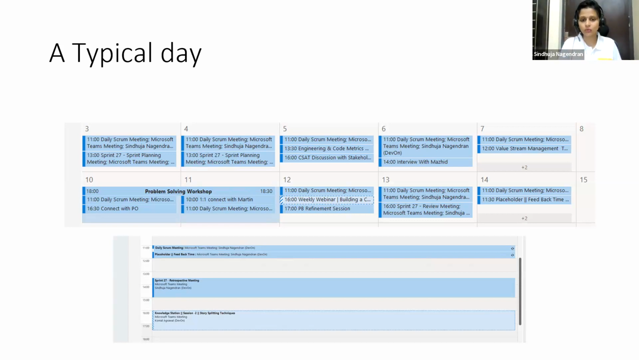On the 12th of August, again, the daily Scrum meeting will be there. And I have a weekly webinar that we are also accommodating. Then on that day, we are having our product backlog refinement session, where myself and my product owner, along with the key team members, will be participating. Coming to Thursday, the 13th of August, again we have our daily Scrum meeting, and the review meeting we have planned.